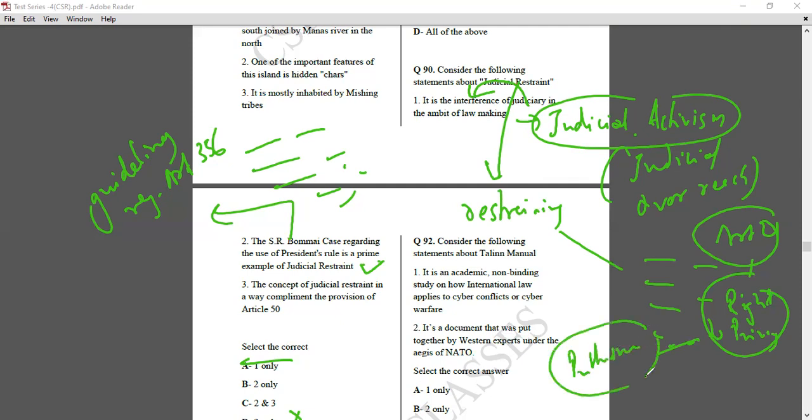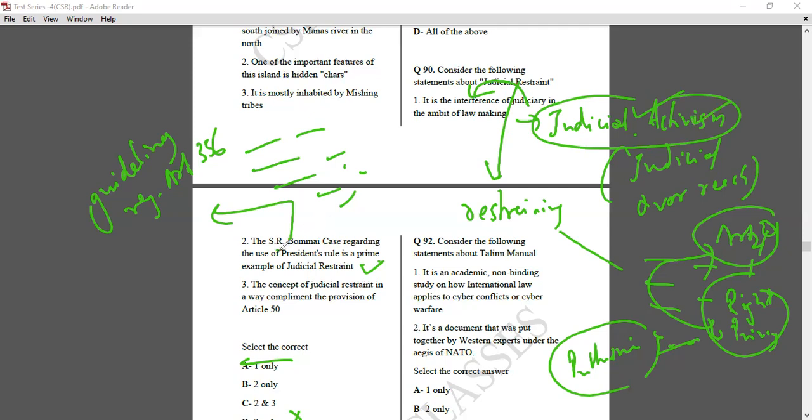It is an example of judicial activism. It is adding right to privacy inside Article 21. It means right to privacy under Article 21 has become a law, it has become a part of our constitution. Who made it? Judiciary made it. That's why Puttaswamy case is an example of judicial activism.